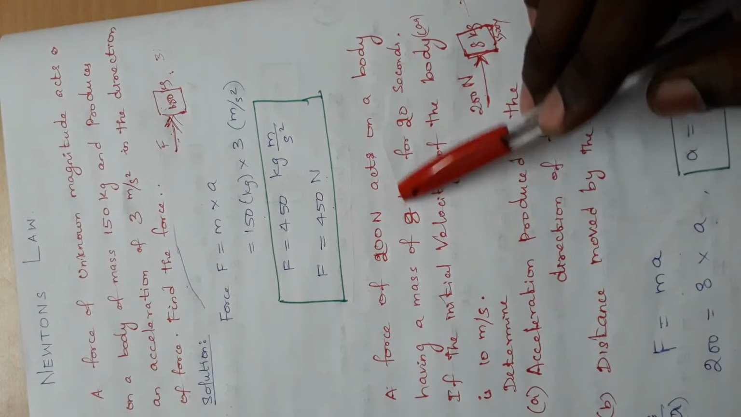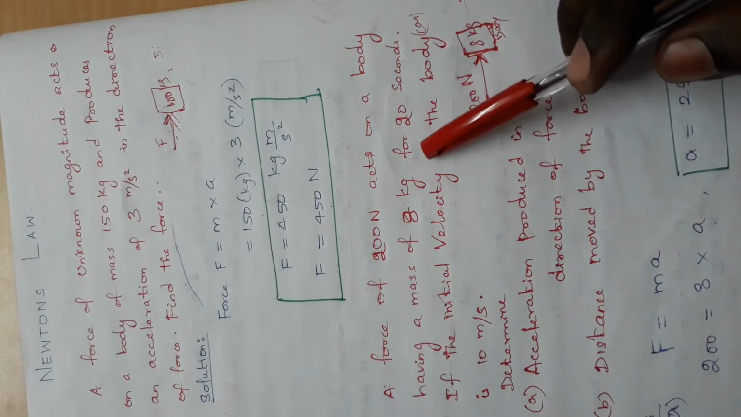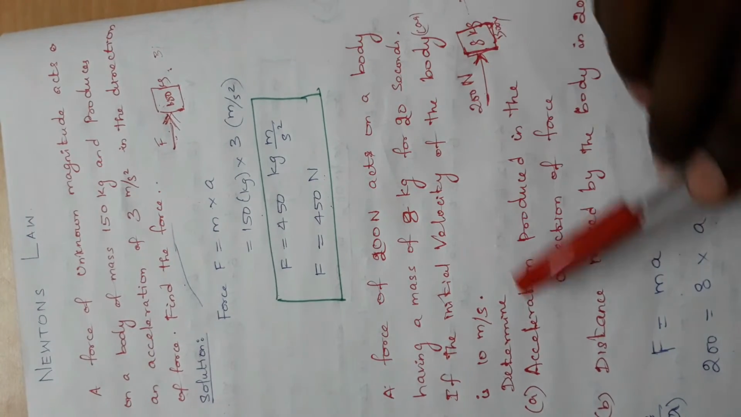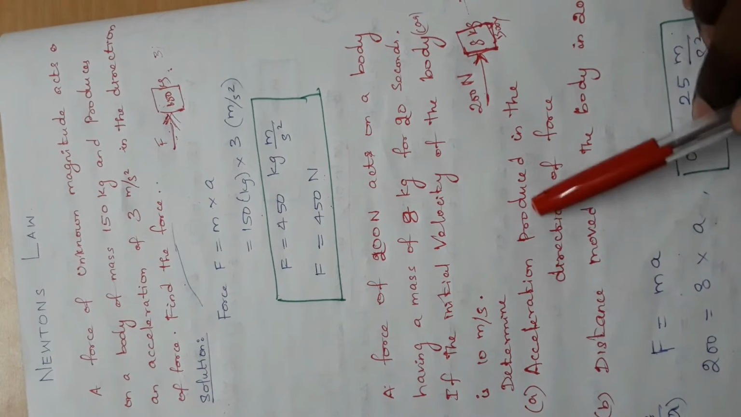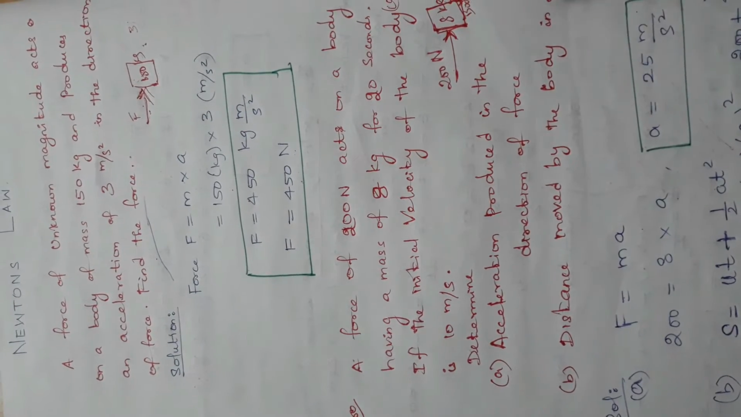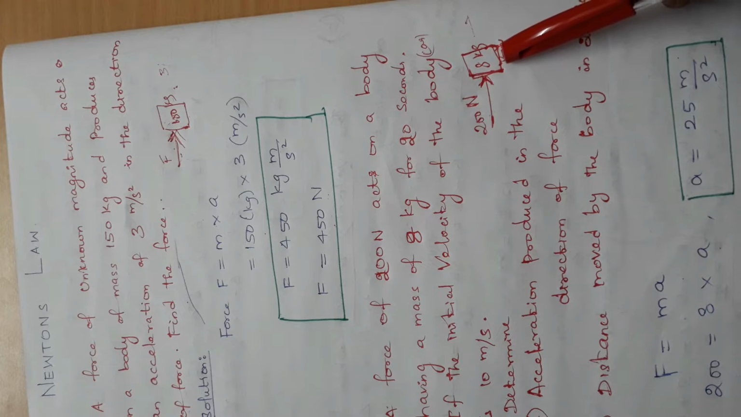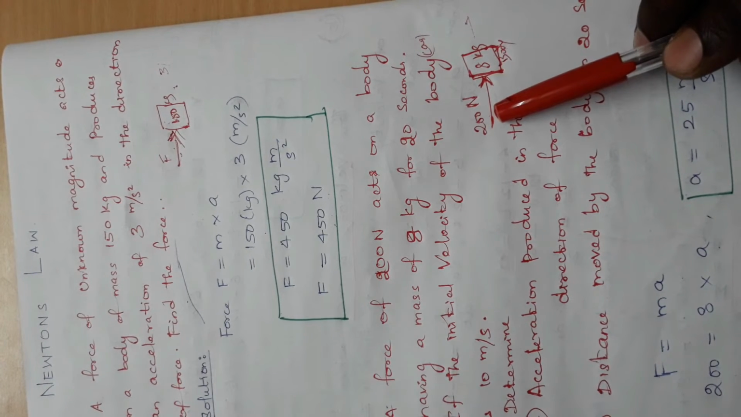A force of 200 Newton acts on a body having a mass of 8 kg for 20 seconds. If the initial velocity of the body is 10 meters per second, determine the acceleration produced in the direction of force, and the distance moved by the body in 20 seconds. We have a body which is 8 kg, and a force of 200 Newton acts on it.